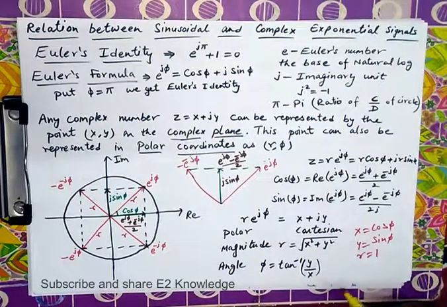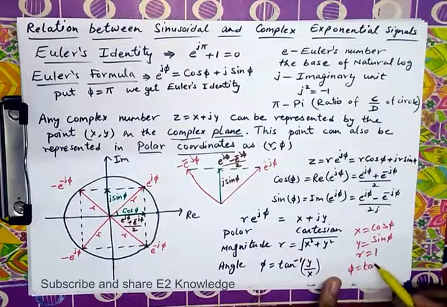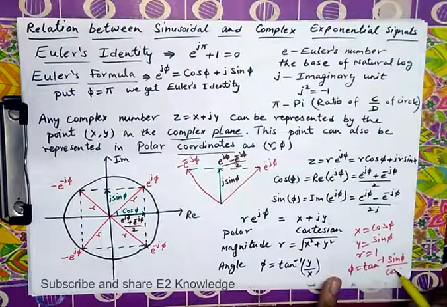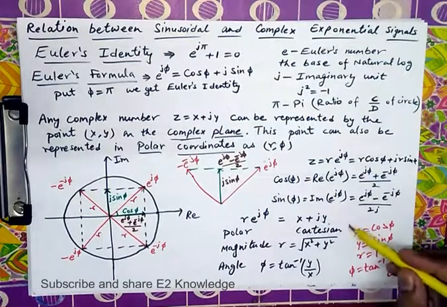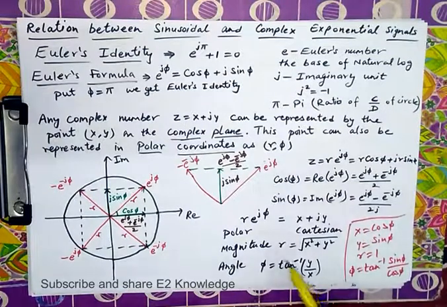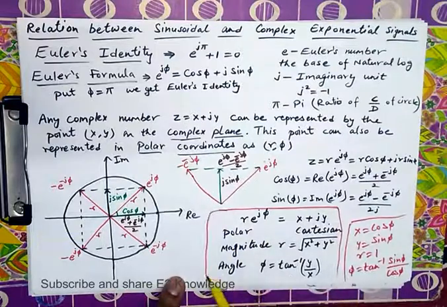And what will be the angle? Angle phi is tan inverse of y by x, that is tan inverse of sin phi by cos phi. You can see that sin phi upon cos phi is tan phi, so tan inverse is cancelled out with tan and it remains only phi. So this is the special case basically, when x is equal to cos phi. Otherwise, the relation is true in general.